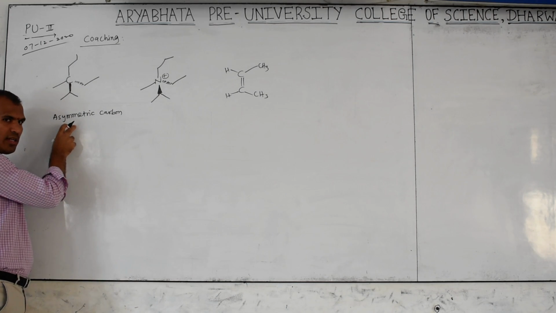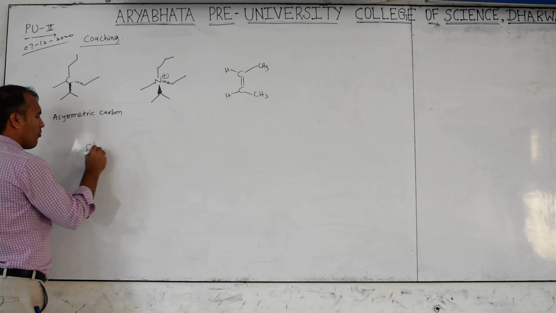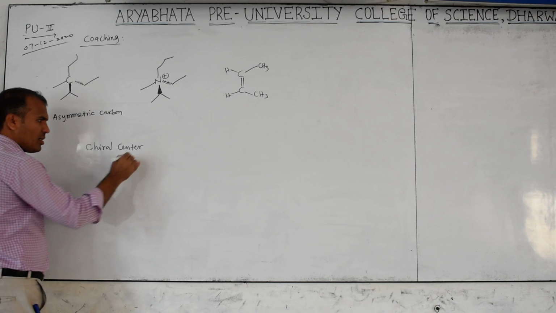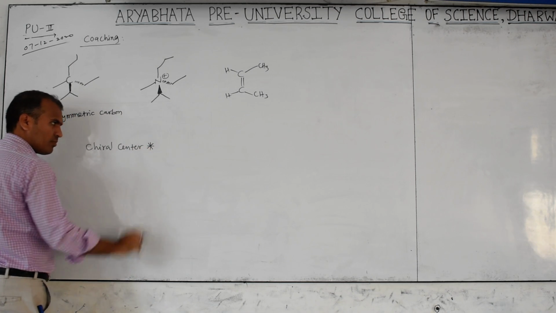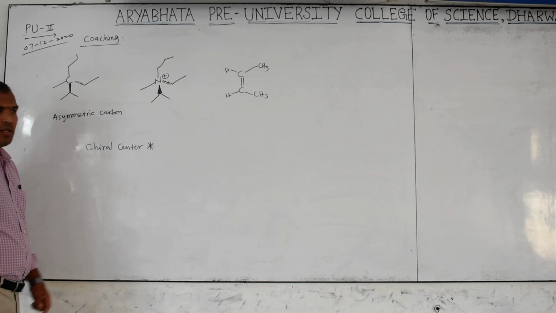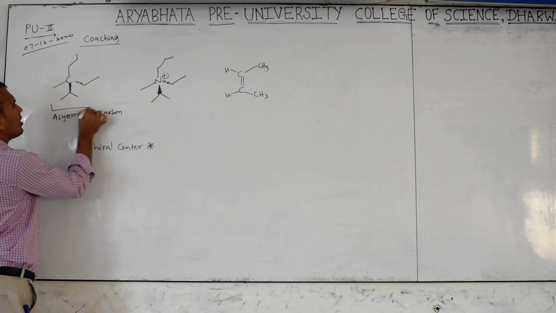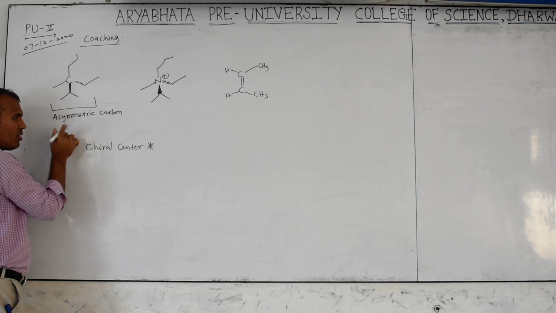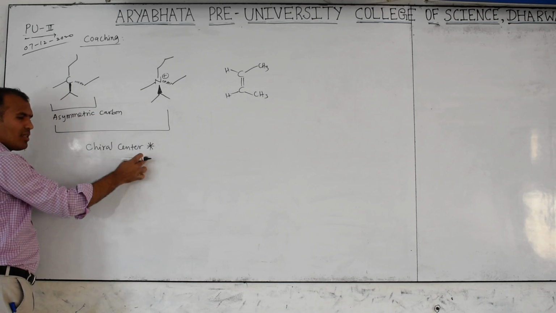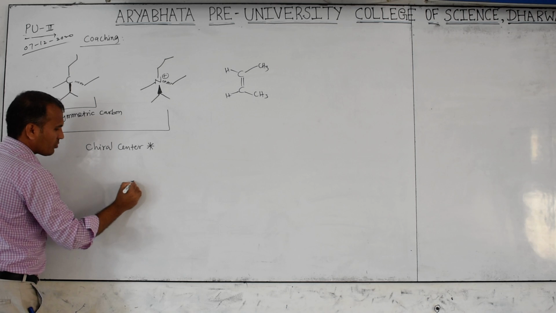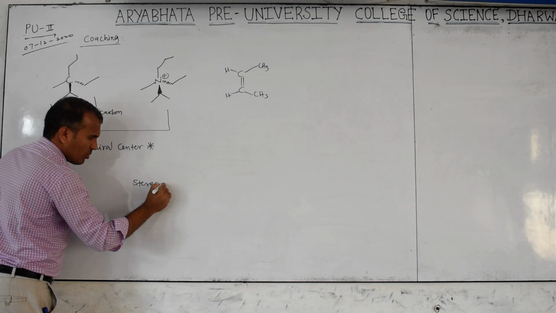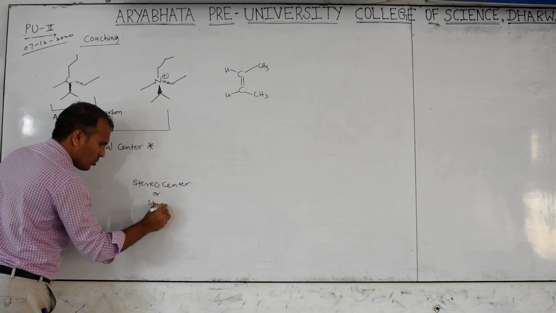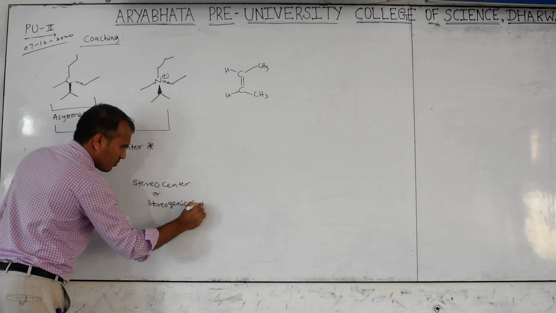Now, this is an asymmetric carbon. Next one is the chiral center. A chiral center is generally denoted with star marks. Of these, only this one is asymmetric. This is not an asymmetric carbon, because this is nitrogen. These two are chiral centers. This is a stereo center, also known as a stereogenic center.